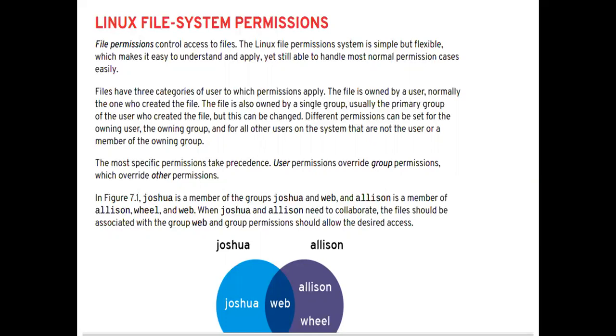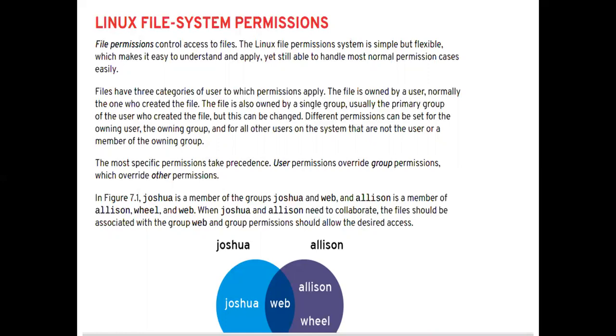So here you can see that we have two users, Joshua and Ellison. Joshua and Ellison both are part of the web group. Now two users are part of a single group, so how will it be managed? Whether both Joshua and Ellison can read and write, or how it will be managed. Today we are going to see how this is going to apply and how we can control it if multiple users are sharing the same group.